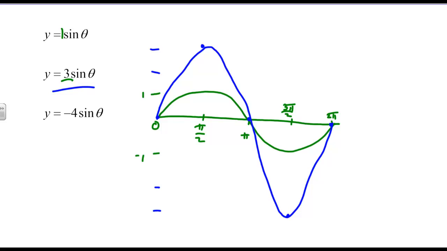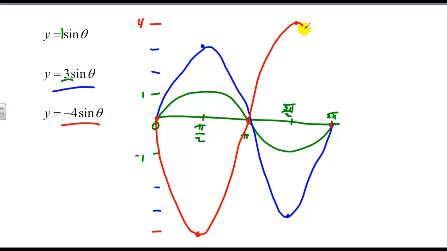Now if I multiply all my values in this case by negative 4, then that means 1 times negative 4 is negative 4. So that puts my graph down here. 0 times negative 4 is still 0. So all those 0 values remain where they are. And negative 1 times negative 4 is a positive 4. And that will go up here. So the red graph represents negative 4 sine of theta. Like so.